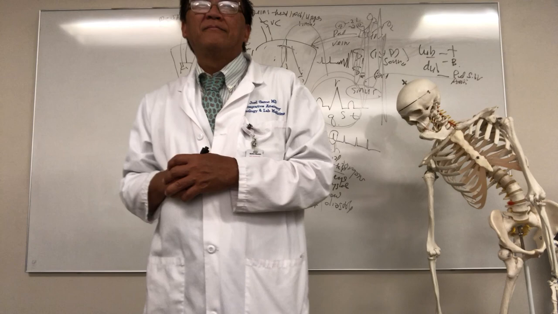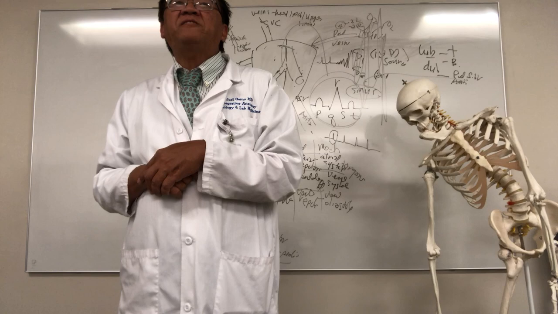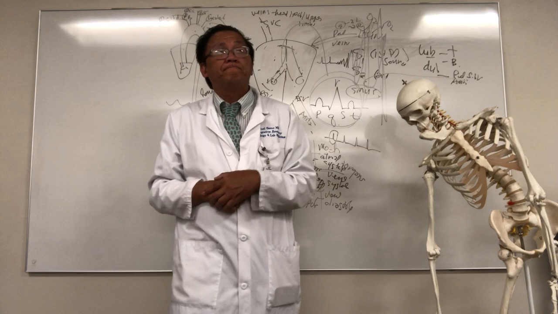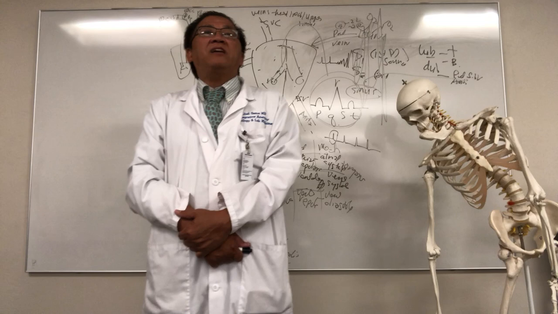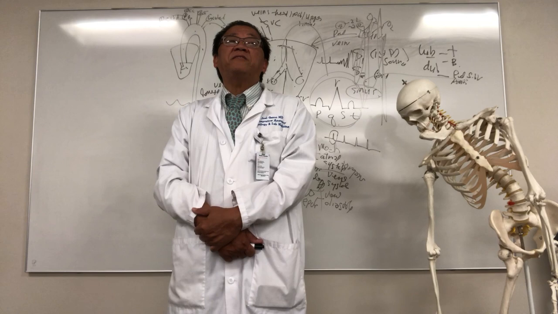Prinzmetal. So what is the problem in Prinzmetal angina? When you say coronary artery vasospasm, what happened there? What muscles? Does anybody know? When you say vasospasm, there is spasm of the muscles. Where is the muscle found? Of course, the artery. Coronary artery vasospasm.